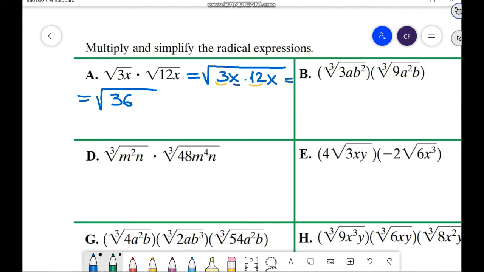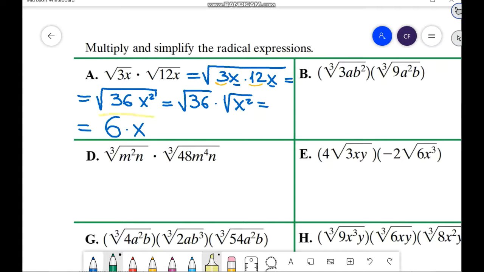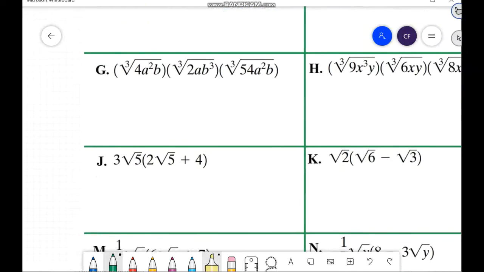Multiply the variables, we have x and x, x squared. And what are you going to do now? You're going to break it down again, but now in a way that you can simplify. Square root of 36 times square root of x squared, because the square root of 36 is 6, and the square root of x squared is x. This is the right answer for letter A. So this is one kind of question that you're going to find on the test. A very easy application of the multiplication property of radicals.